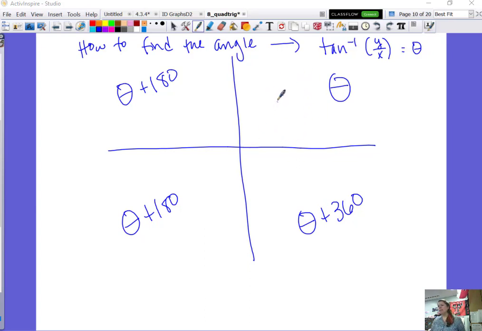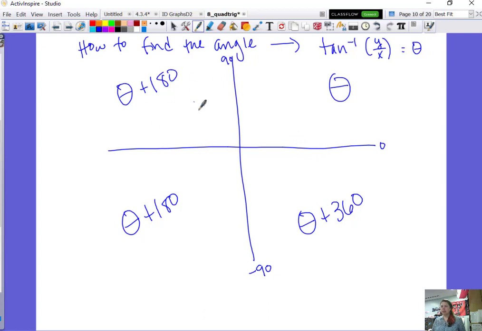But tangent also lives in this quadrant, but all of the angle measures are between negative 90 and 0. So it's all the negative angle measures. So here's 90, and here's 0, and here's negative 90. So the calculator lives here. Well, that doesn't really help us if we're trying to find the positive angle measure here.